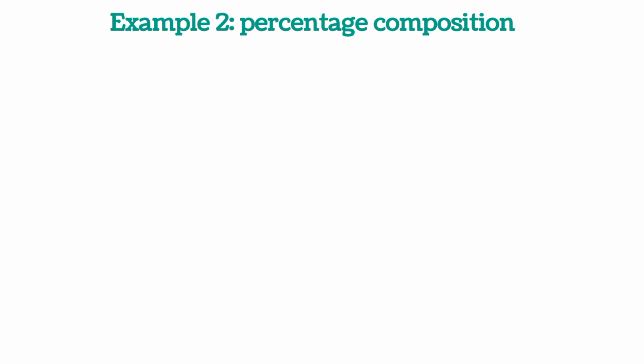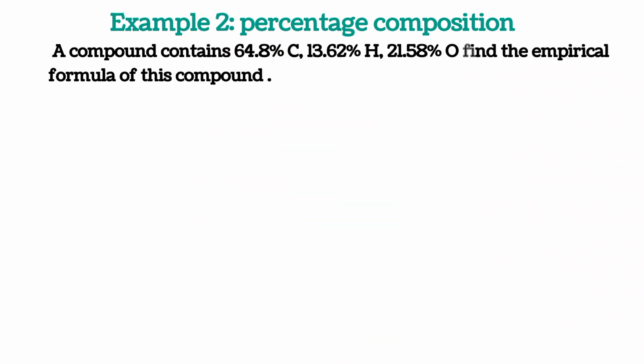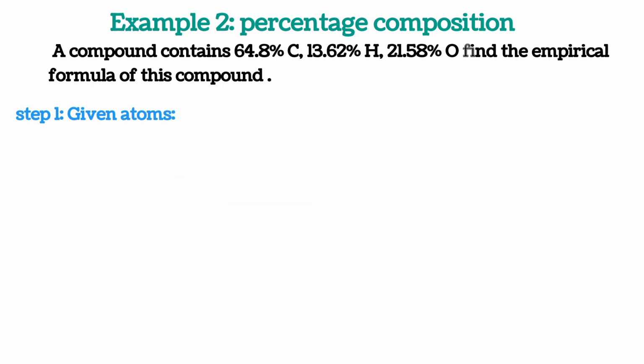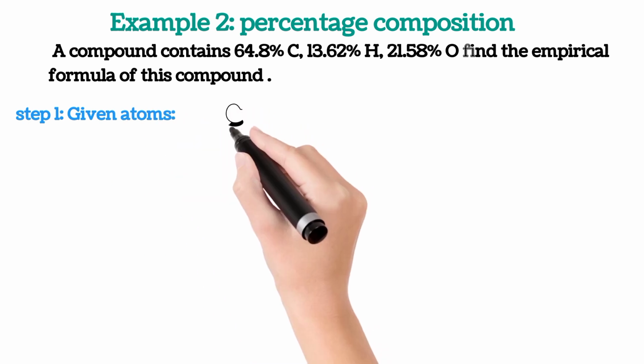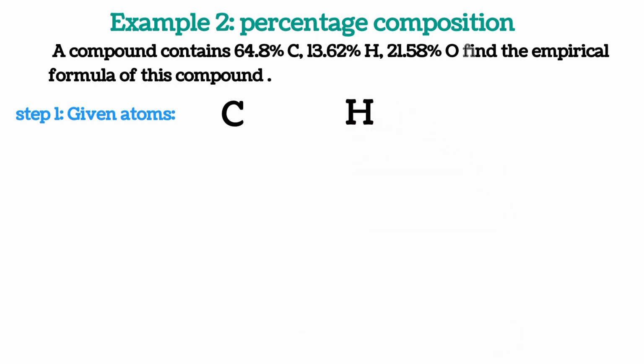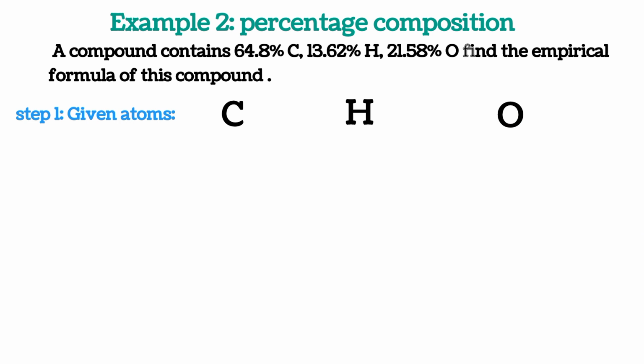Let's look at a problem involving percentage composition. A compound contains 64.8% carbon, 13.62% hydrogen, 21.58% oxygen. We have to find the empirical formula of this compound. We are given percentage composition, which we'll be looking at as if they are masses. Now, step 1, we'll write out the given atoms: carbon, hydrogen, and oxygen. We'll write out also their relative atomic masses.